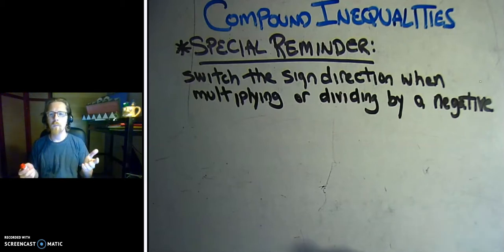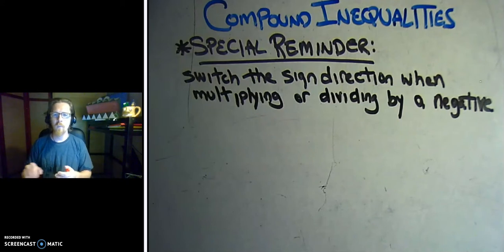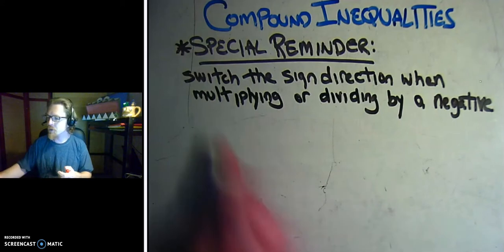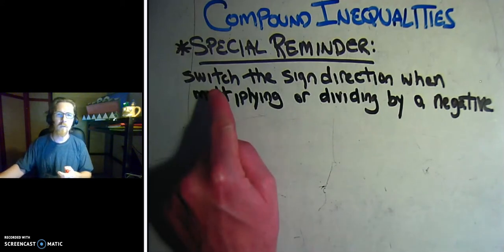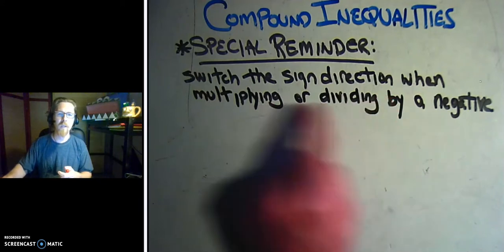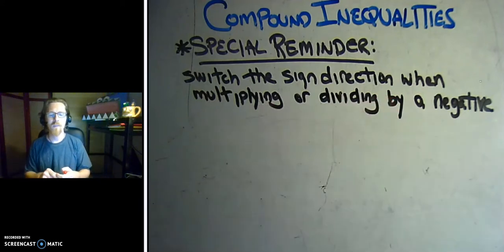Before we begin our inequality work, just a special reminder: whenever you're solving an inequality and you use inverse operations, make sure that you switch the sign direction when multiplying or dividing by a negative on both sides. Not every problem actually has to deal with this rule, but sometimes it happens.